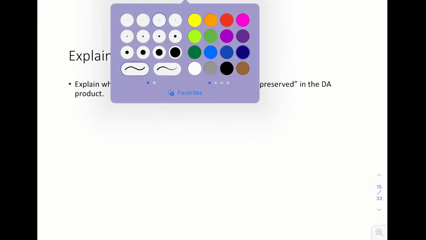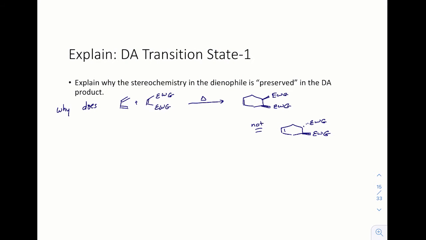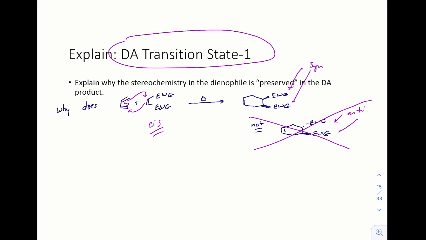Now let's explain why the stereochemistry of the dienophile is preserved in the Diels-Alder reaction. In other words, why does this reaction lead exclusively to the syn product from the cis dienophile and not the anti? The anti is not observed.